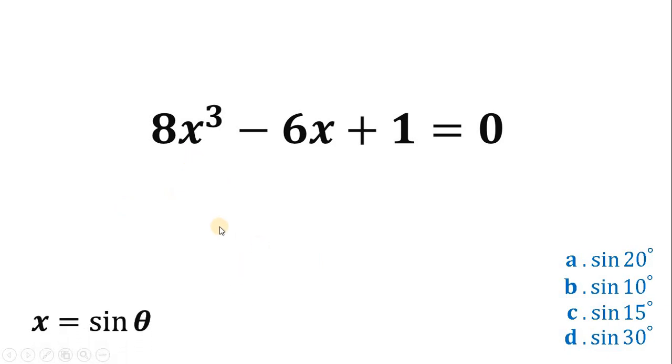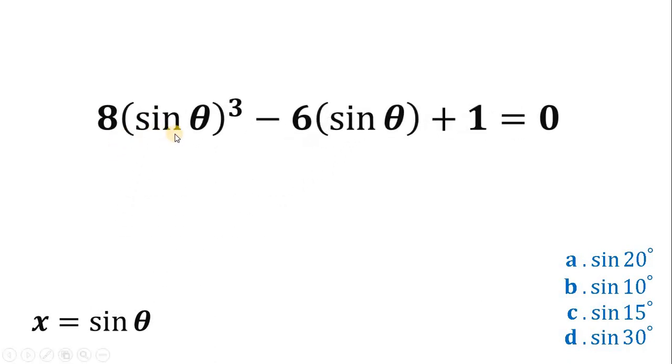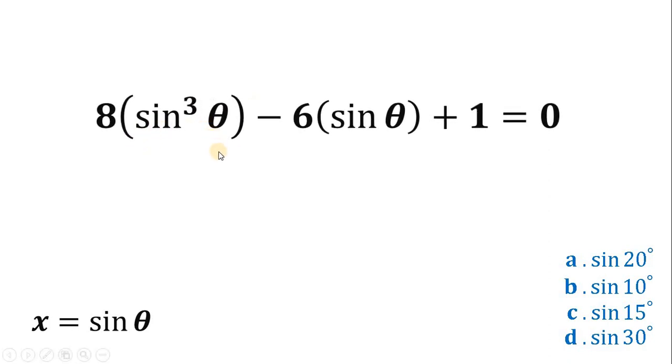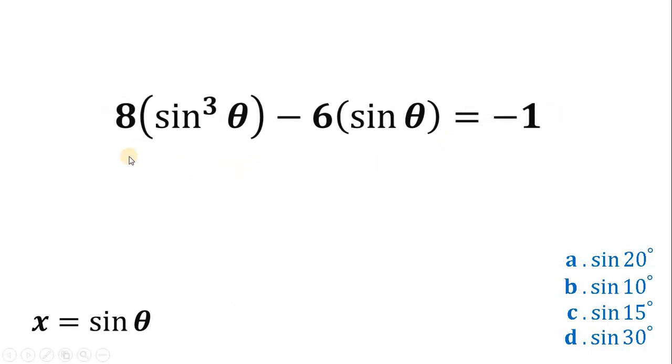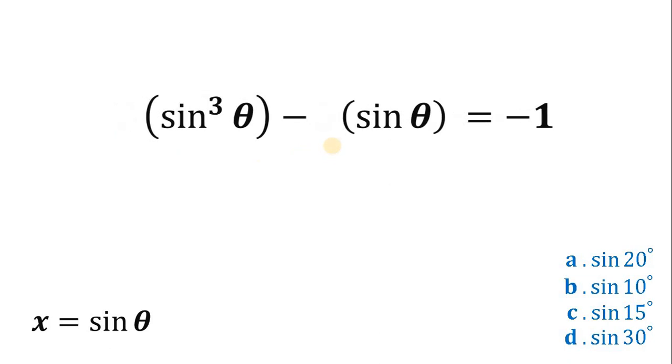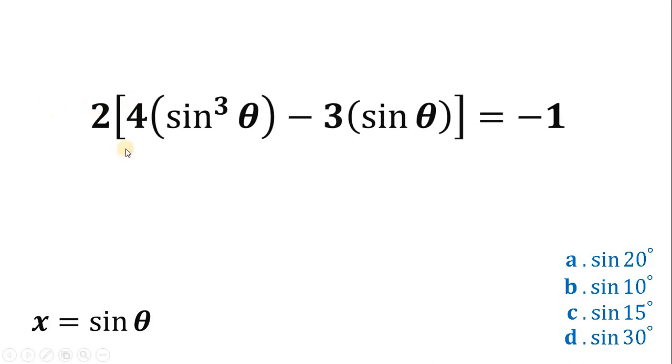So now, our equation becomes 8 times sine theta raised to 3 minus 6 times sine theta plus 1 equals 0. Now, sine theta quantity cubed is the same thing as saying sine cube theta. Now, let's subtract 1 on both sides. And then, since 8 and 6 are divisible by 2, let's factor out 2. This will give us 2 multiplied by the quantity 4 times sine cube of theta minus 3 times sine theta equals negative 1. Now, let's divide both sides by 2.